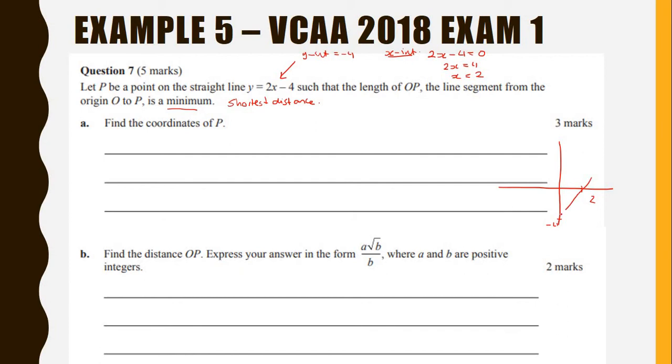So we will have a line here. This is my equation of the line, y equals 2x minus 4. And I want to find the point P to get the shortest distance. Now the shortest distance is going to be coming out here and meeting at a right angle from O to P. So this is very important. When we're looking at shortest distance, one great way to think about that is by using the equation of the normal.